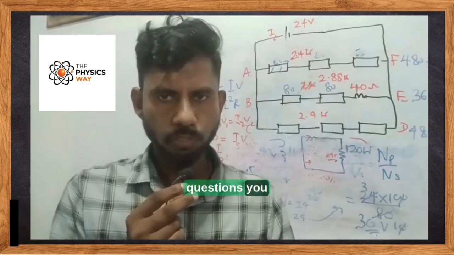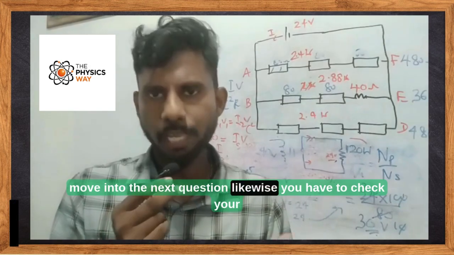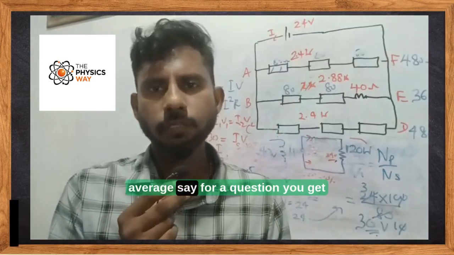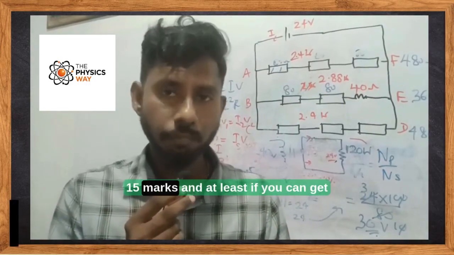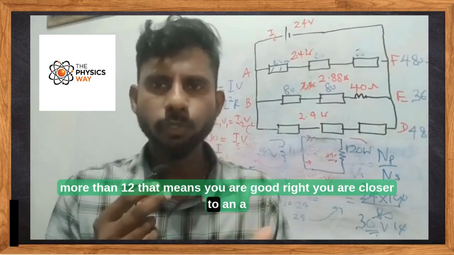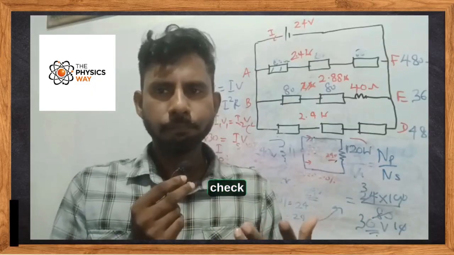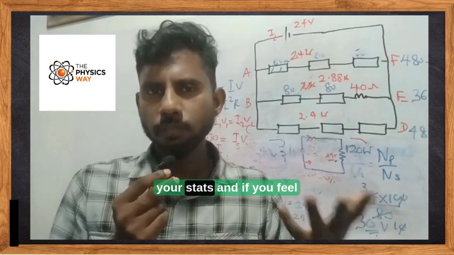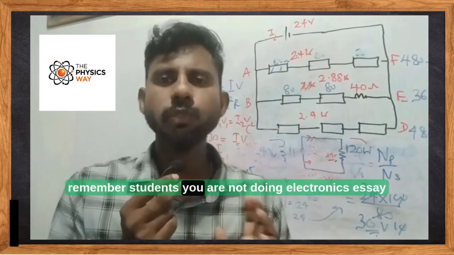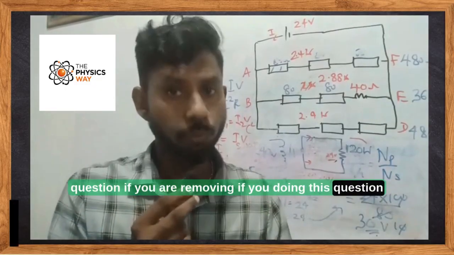So when you do the questions, you get one question and you do it and you see the marks and you move into the next question. Likewise, you have to check your answers, check your marks. If it's above average, say for a question you get 15 marks, and at least if you can get more than 12, that means you are good, right? You are closer to an A pass, right? So that's how you pick it. So I'm saying check your stats, and if you feel like this question is good, it's always better to go with this question. Remember, students, you are not doing the electronics essay question if you are doing this question.